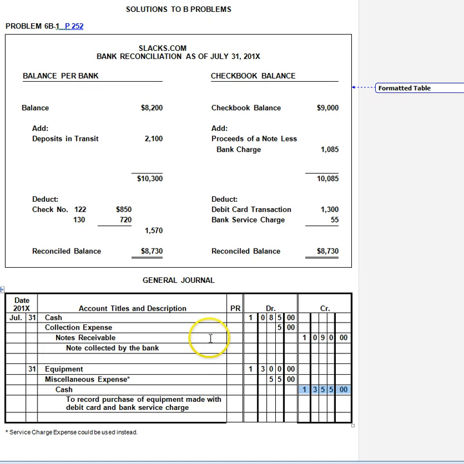So this is a good example. I'm also sending you another video that I did on taking care of errors that could be possibly made by either the bank side or the book side. So that's a separate item. But there's your reconciliation. There are the entries, and I hope you understand it. If you didn't before, I hope you understand it now.